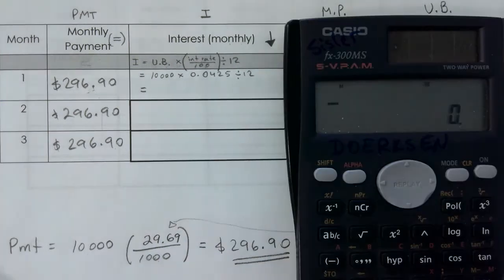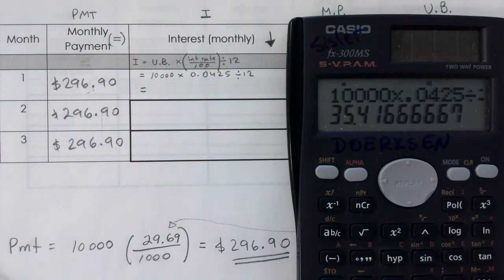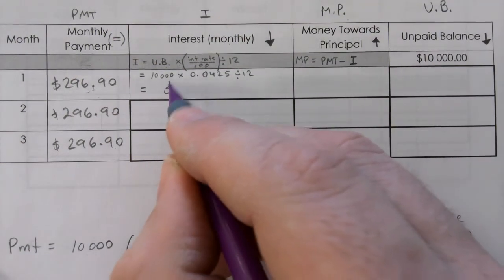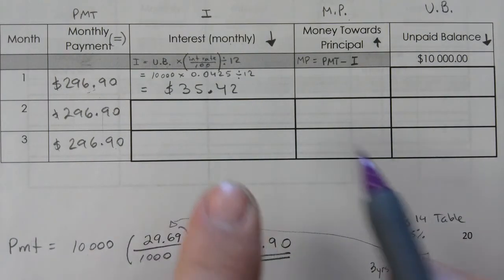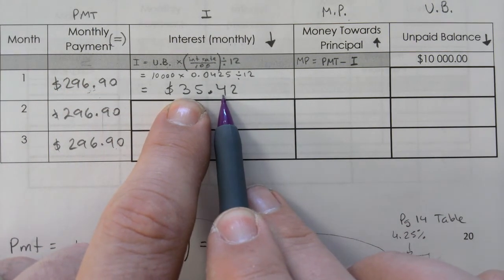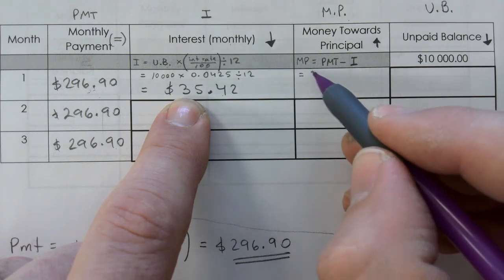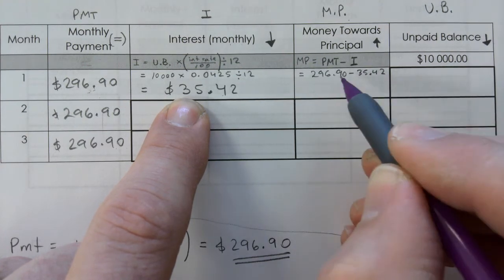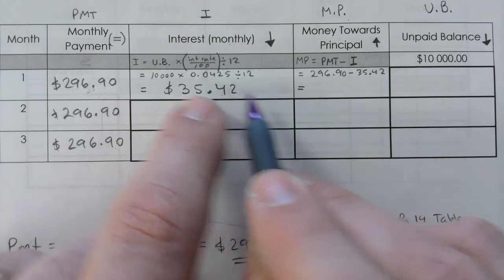So 10,000 times 0.0425 divided by 12, you have 35.42. You round to 2 decimals, so that is your number going in there. Out of this payment, the first month, this much goes towards their profit. The bank profits 35.42. And how much is going towards the principal? Well, you will go 296.90 minus 35.42. I'm not always going to show you these steps, but you're learning how to do this. I'm literally going to go this minus that to give me this.